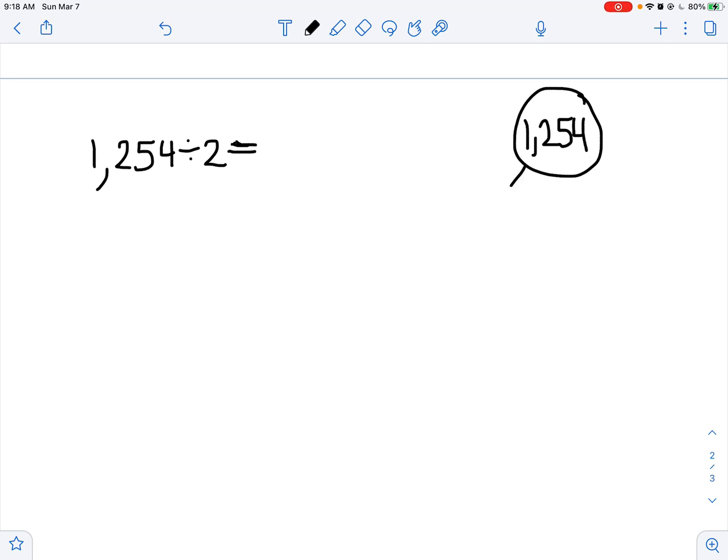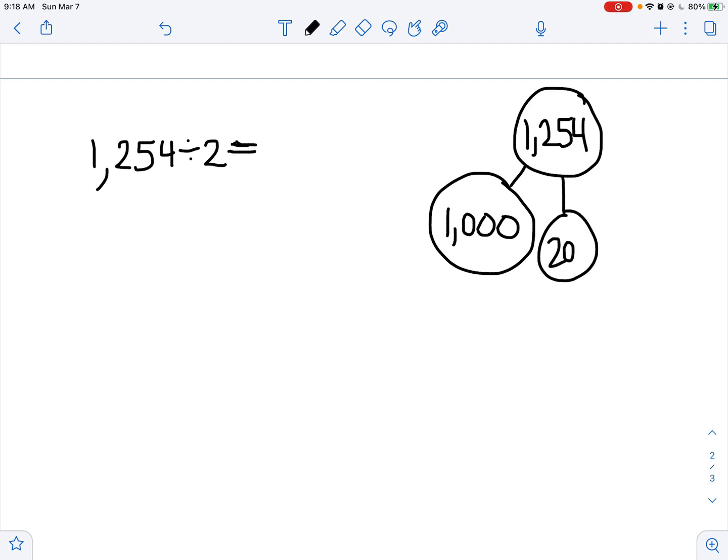So I'm going to start my 1,254. And in this case, my place value is handy because I know 1,000 can be divided by 2, or cut in half. I know 200 can be cut in half. Now I have 54. A lot of you might wonder if 50 can be cut in half, but I know 50 can be cut in half.